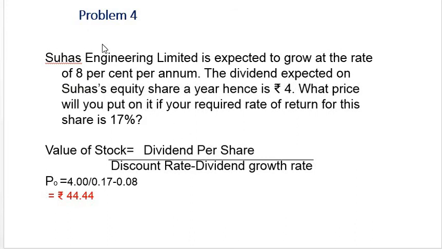So here for us the dividend what you are going to get is rupees 4. The rate of growth is 8% and the expected return what we have is 17%. So here we will take the dividend divided by 0.17, that is the expected rate, minus 0.08, that is the growth rate the share will have. So that we will take into consideration and we will get the answer as 44.44.